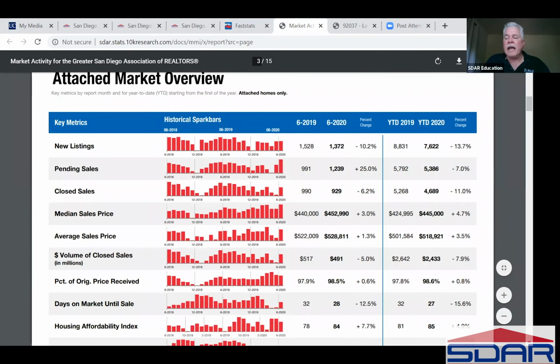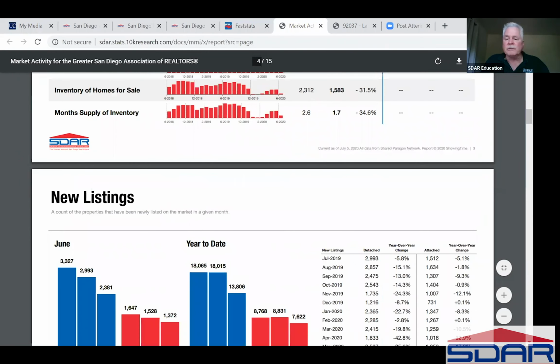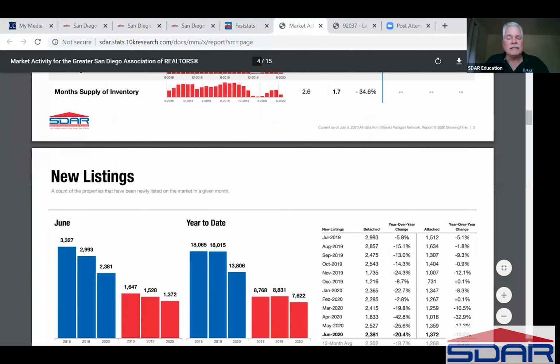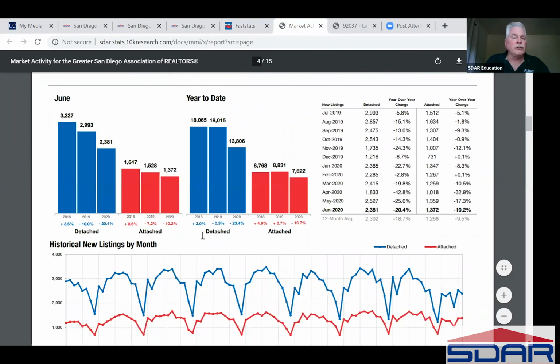So here's my attached market overview. Again, you can go through all of that. Here's my breaking down now my new listings. And so look, here's June.